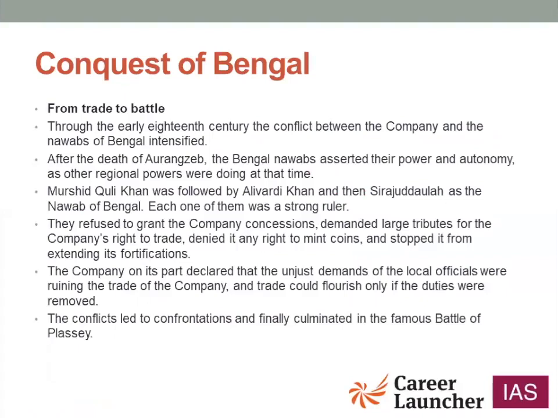Here we'll discuss what events converted the East India Company from a trading body to a military one, from trade to battle. Through the early 18th century, conflict between the company and the Nawabs intensified. After the death of Aurangzeb, the Bengal Nawabs started asserting their power and autonomy, as other regional rulers were also doing at that time. In Bengal, Murshid Quli Khan, followed by Ali Vardi Khan and then Sirajud-Dowla, became Nawab of Bengal. Each one of them proved to be stronger.